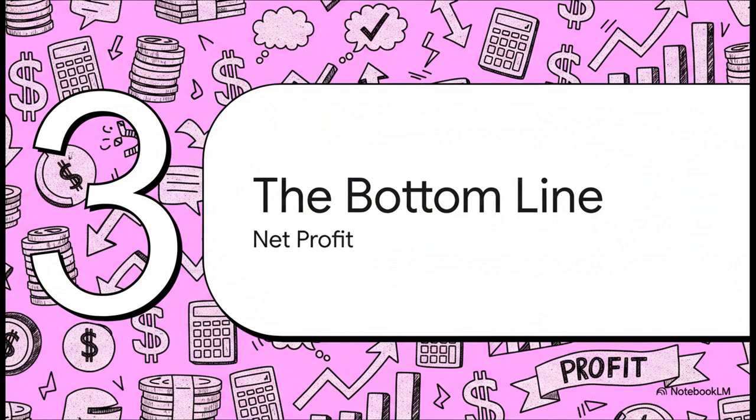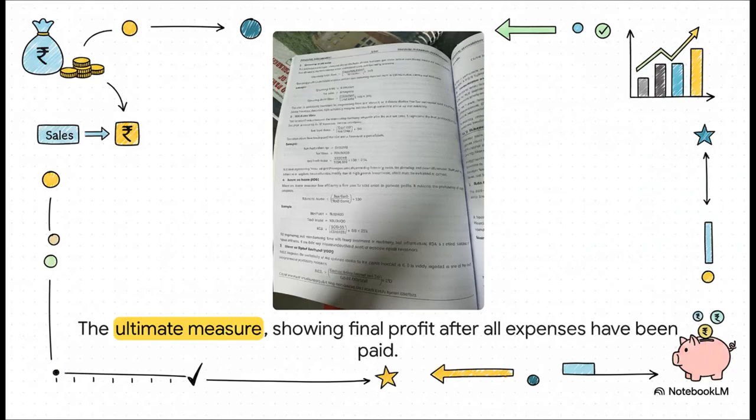All right, let's get to the one everyone knows, the bottom line. This is the final measure that shows us what the company actually gets to keep in its pocket after every single expense, and I mean everything, including interest and taxes, has been paid. And here it is, the net profit ratio. This is the ultimate test of a company's overall profitability. It answers the one question everyone wants to know. After everything is said and done, for every rupee of sales, how much pure profit is left?